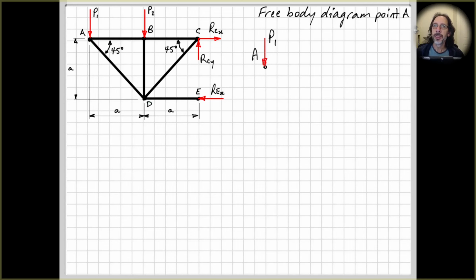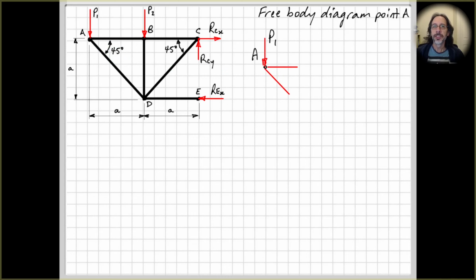Drawing our free body diagram, just a dot to represent point A. Then we have our known load. And then we have some forces acting on this joint through the truss members. Okay, and because they're pin connected, or we've assumed that they're pin connected members, they're all 2 force members in equilibrium. So we know that the force here is going to be along the line of the truss members. Okay, so we can put in our force directions.